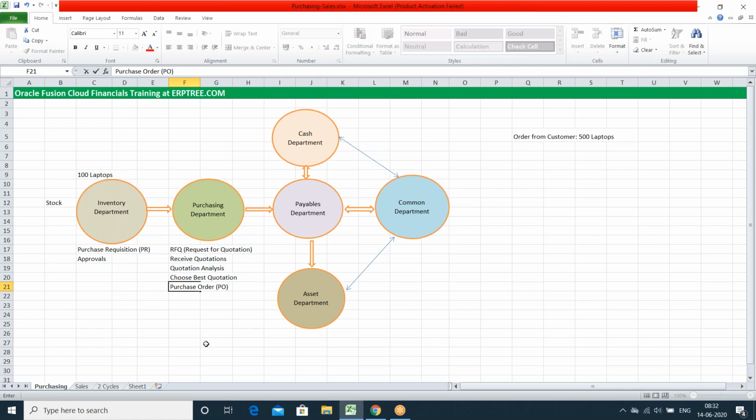When they are placing the order, internally the order should get approved. The order they are going to place to the supplier should be approved by the purchase department manager or supervisor who has the authority to approve purchase orders. So the approval is also required.